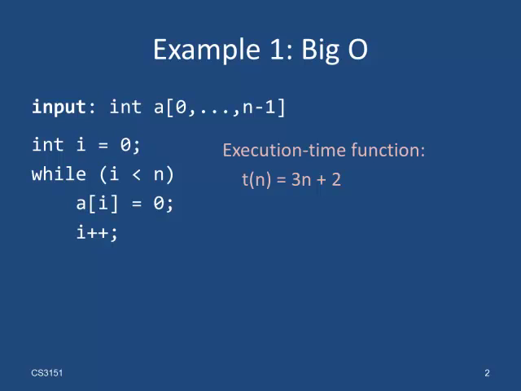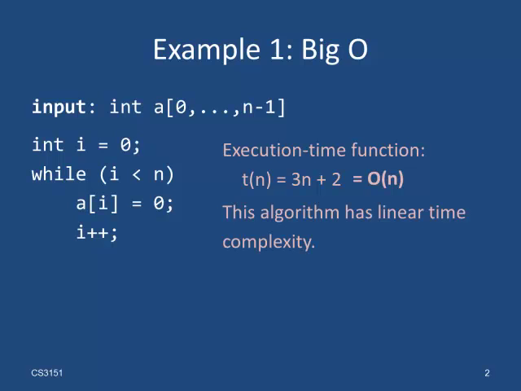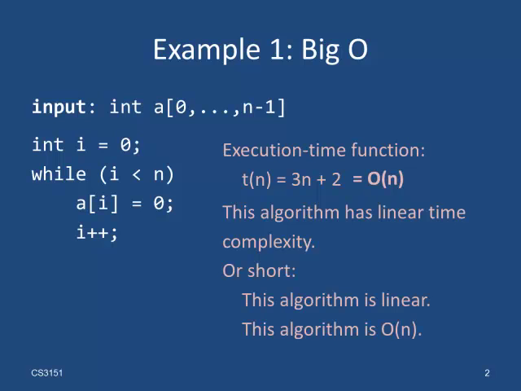We know that we can drop a constant term and a constant multiplier. Therefore, the function t of n is O of n. In other words, this program has linear time complexity. If it is clear that we are talking about the time complexity, then we might also say that this algorithm is linear, or it is O of n for short.